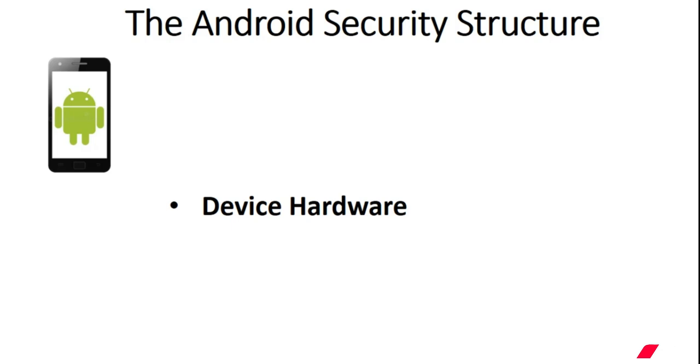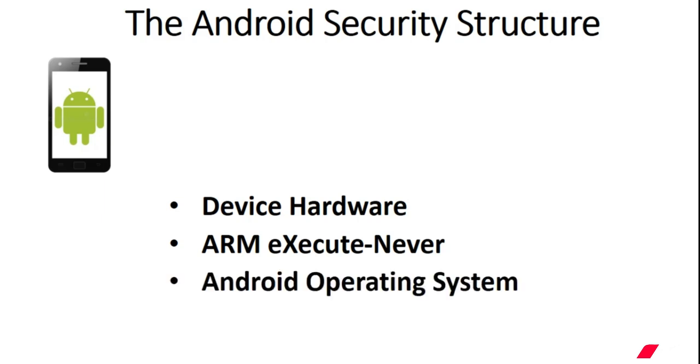Now the other beauty is that Android is processor agnostic, right? But it does take advantage of some of the hardware-specific security capabilities, especially in the ARM architecture, okay? And there's a security capability called ARM Execute Never, which prevents remote execution or arbitrary execution, for example of buffer overflows that perhaps could be exploited in the system, okay?